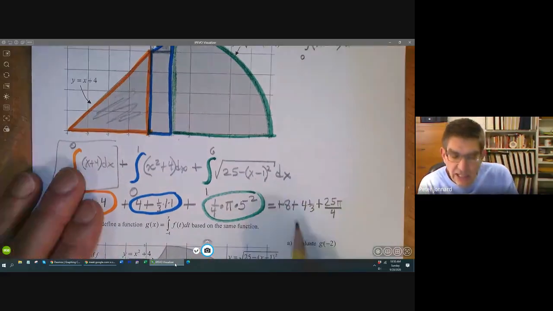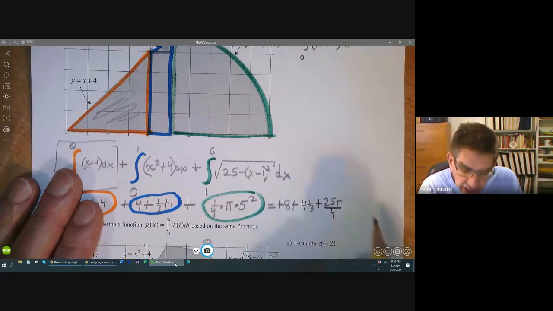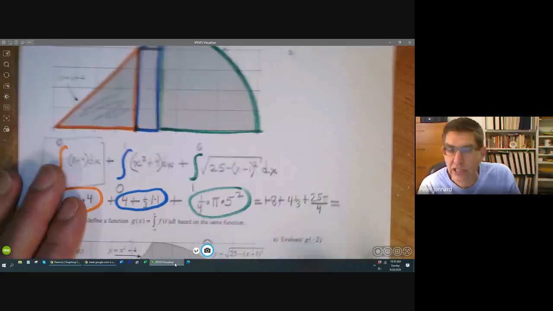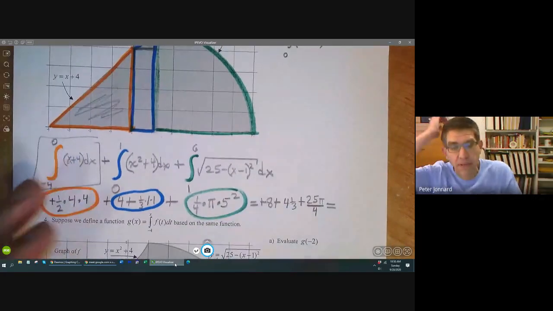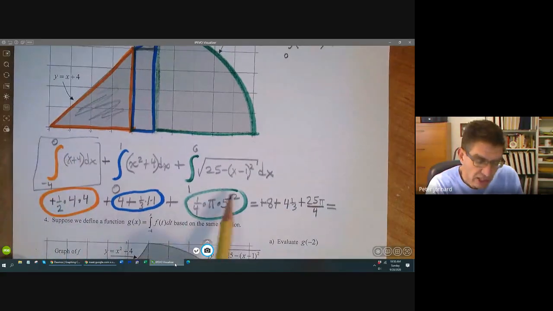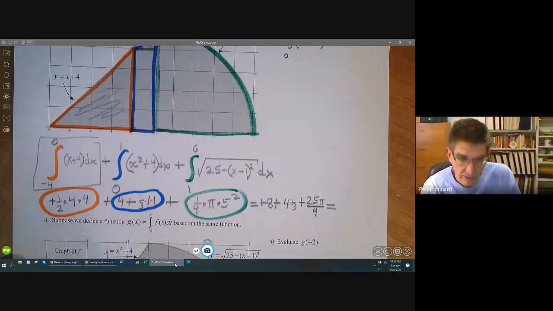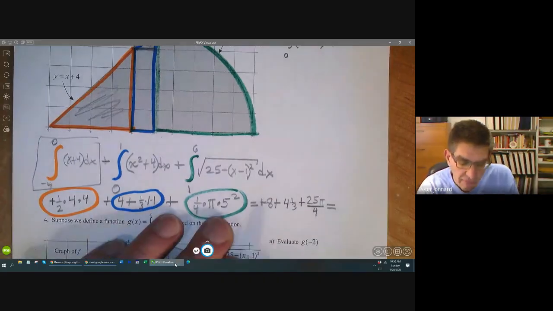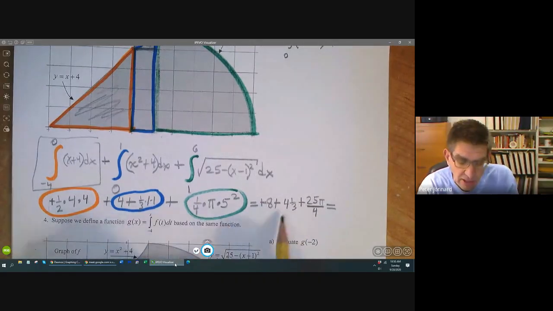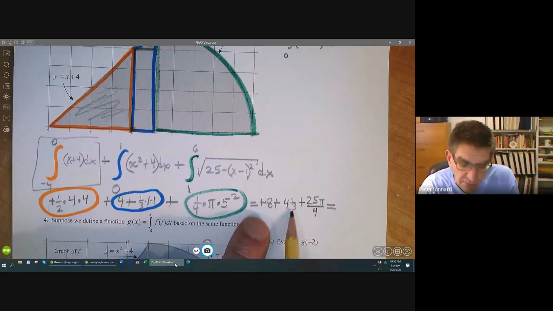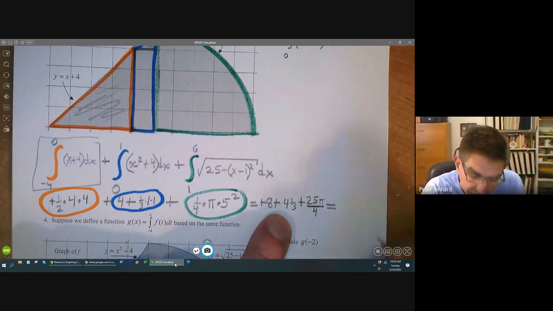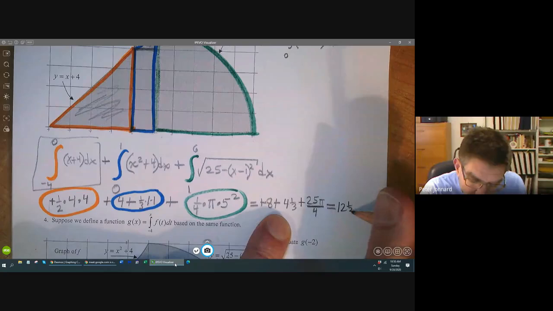Okay, and you guys, these are like terms. I know they don't feel like it, but you need to be able to add fractions. Again, on the AP Calc test, you could stop here and you'd be done. Okay, there's your answer. But in my class, I want you guys to learn to keep your fractions and everything, your skills up to date. So this would be 12 1/3 plus 25 pi over 4.